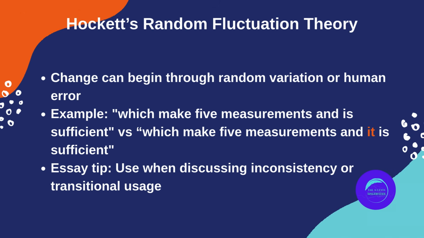Charles Hockett believed that some changes begin through random variation or error. These irregular forms might spread just by chance. In text A, we get the sentence, "which make 5 measurements and is sufficient." There's a clear subject-verb disagreement here. This kind of inconsistency may not follow a pattern. It may simply reflect variation before full standardization. The mismatch in "which make 5 measurements and is sufficient" reflects Hockett's view that early language use often lacked fixed rules and could be shaped by accidental inconsistency.